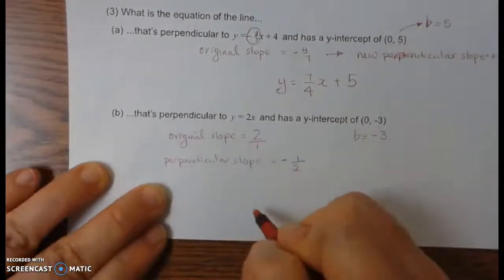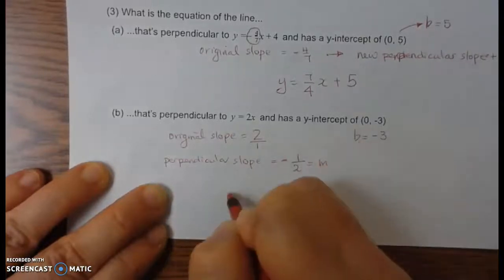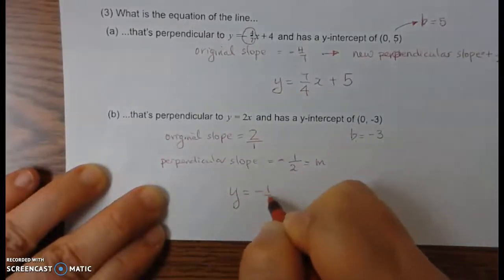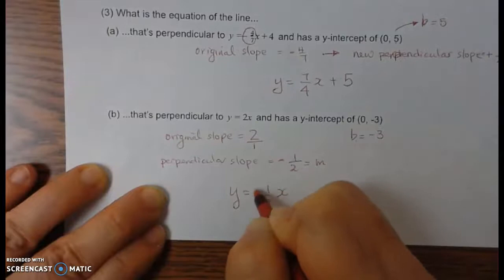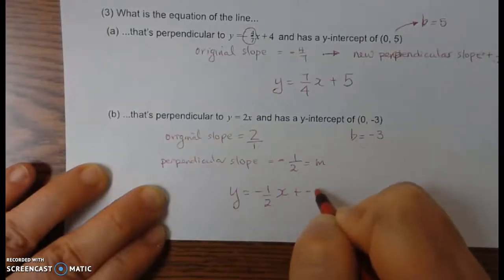Okay, so then putting it together. So this is my m value, and I have my b value. So I have the equation as y is equal to negative half. Don't forget the x. That's the number in front of the x. That's the slope. Plus negative 3.